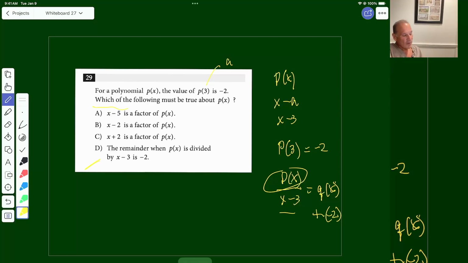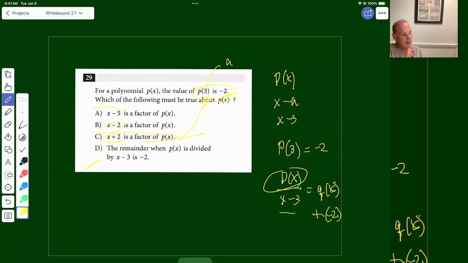Now, you can eliminate these right away, because look at this. In this case, the a would be 5, and this states nothing about 5. This is when a is 2, and this says nothing about 2. It has a 3 here, and it has a minus 2 there. This has an a of minus 2. So that's the closest thing that has anything to do with the given information, because the a here is minus 2, and here's a minus 2.